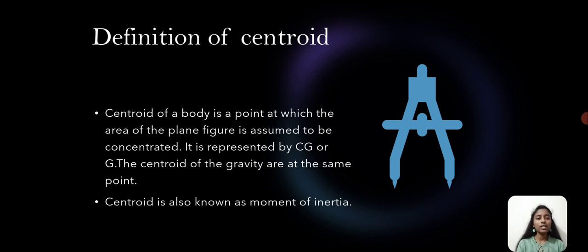Definition of centroid. Centroid of a body is a point at which the area of the plane figure is assumed to be concentrated. It is represented by CG or G. The centroid and the center of gravity are at the same point. Centroid is also known as moment of inertia.